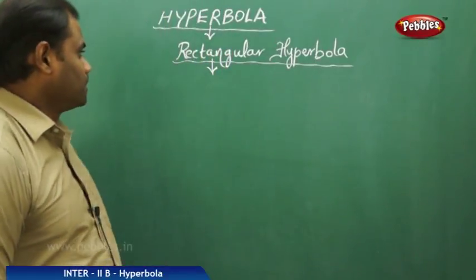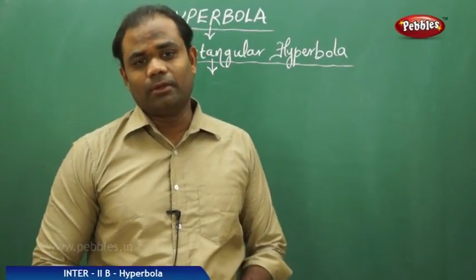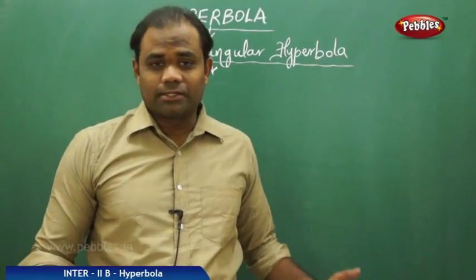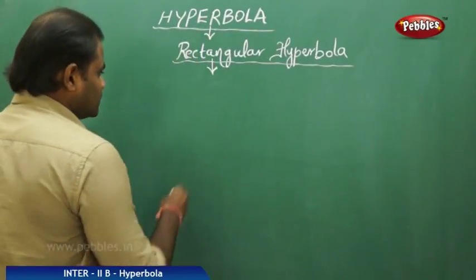Rectangular hyperbola. So what is a rectangular hyperbola? It is a special case of a hyperbola where the length of the transverse axis is equal to the length of the conjugate axis.